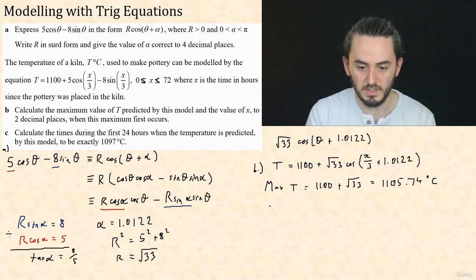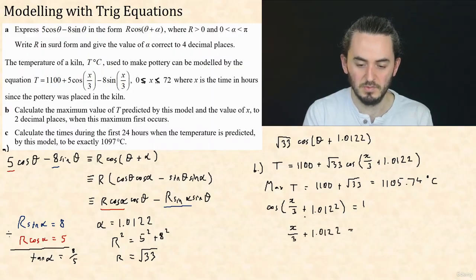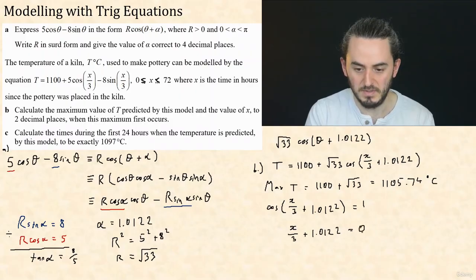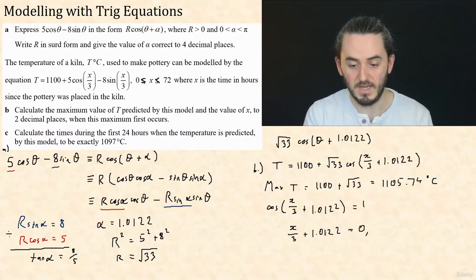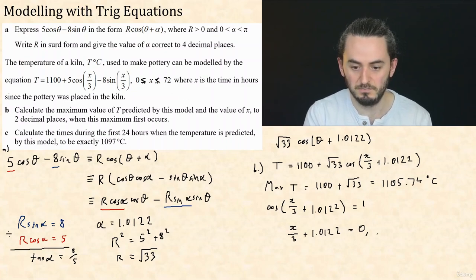So all I'm solving is cos of (x over 3 plus 1.0122). I need that to equal 1. So when does that happen? Well, cos of 0 equals 1, but if I have that, then when I subtract this and solve for x, I'd get a negative, and I don't want that, because x is between 0 and 72.